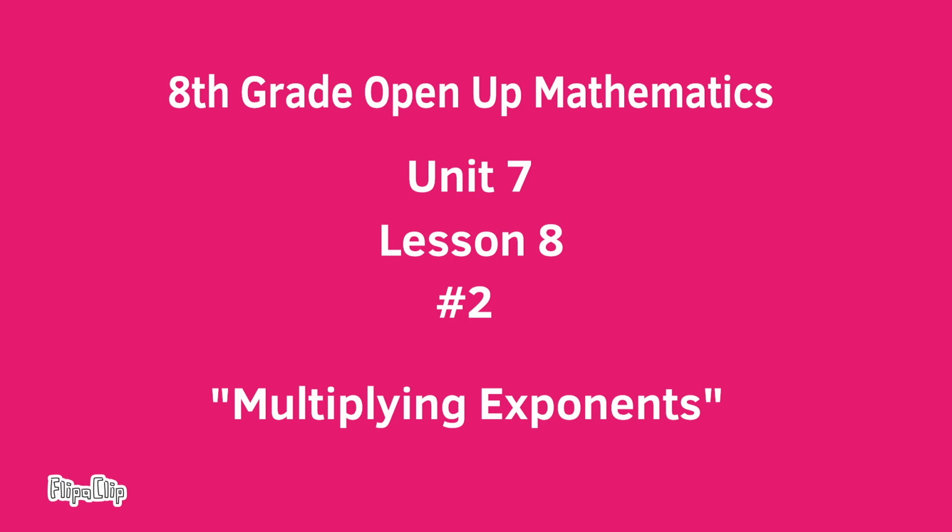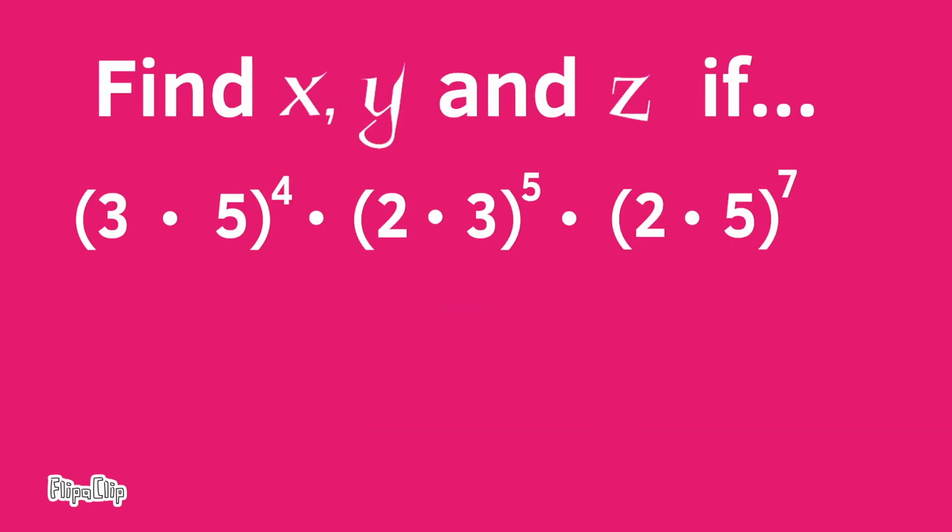Number 2. Multiplying exponents. Find x, y, and z if (3 times 5) all to the 4th power times (2 times 3) all to the 5th power times (2 times 5) all to the 7th power equals 2 to the power of x times 3 to the power of y times 5 to the power of z. Take a moment to look at it and think of a strategy. Press pause if you'd like more time to think about it.